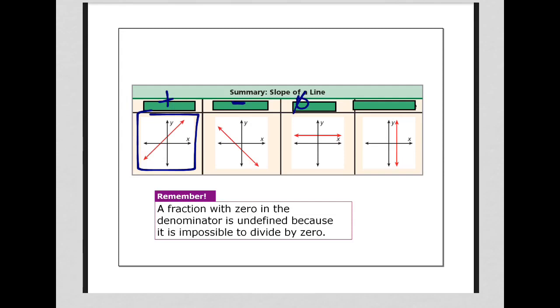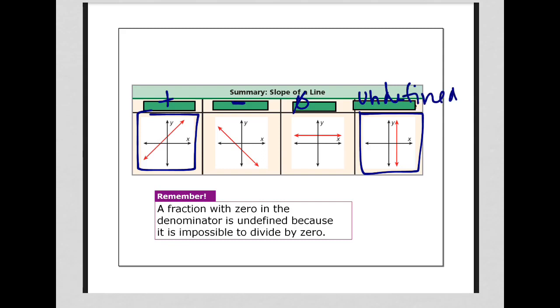Okay. A zero slope just means it doesn't go up or down, right? It's a flat straight line. Okay. And the last one right here, our last graph over here, is actually undefined.